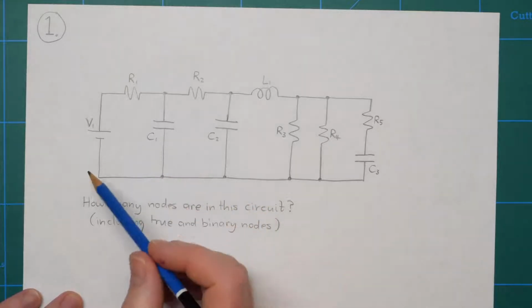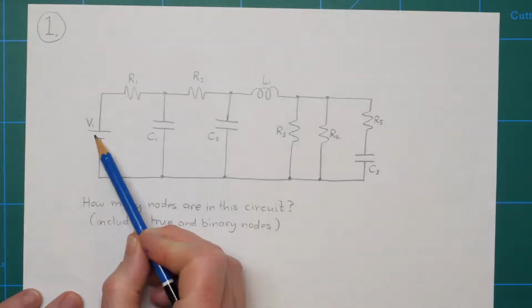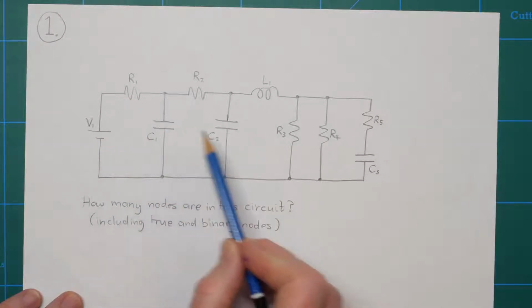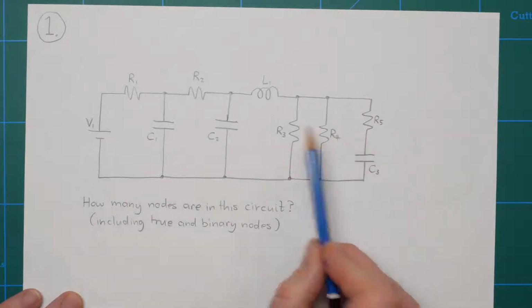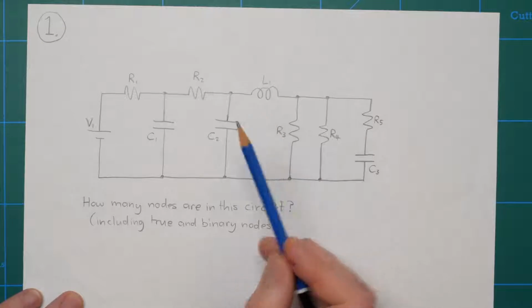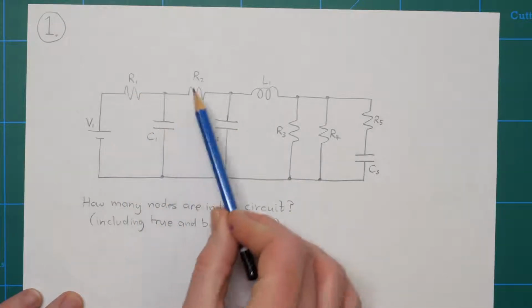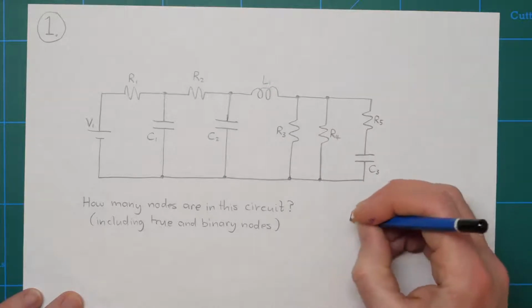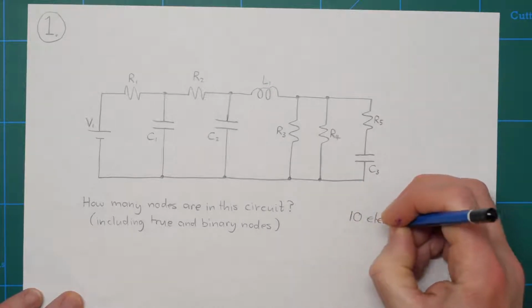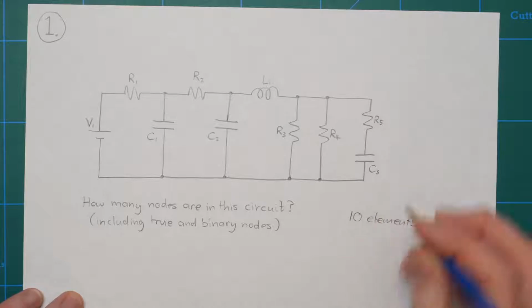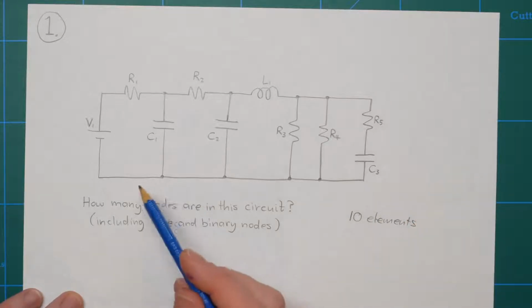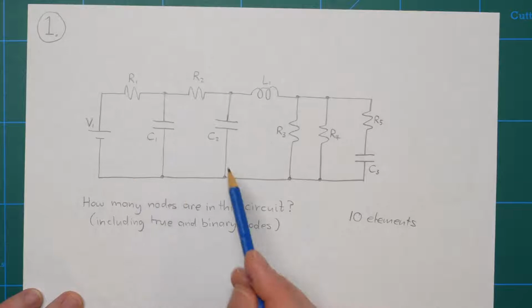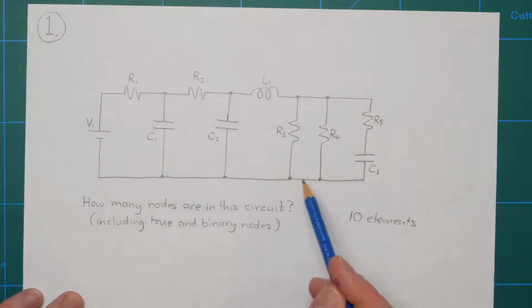In the circuit there are a number of elements. So what we mean by an element is anything like a voltage source or a resistor or a capacitor or an inductor. So these are all examples of elements. In this circuit there are 1, 2, 3, 4, 5, 6, 7, 8, 9, 10 elements altogether. And what we mean by nodes is it's the points in the circuit where elements meet.